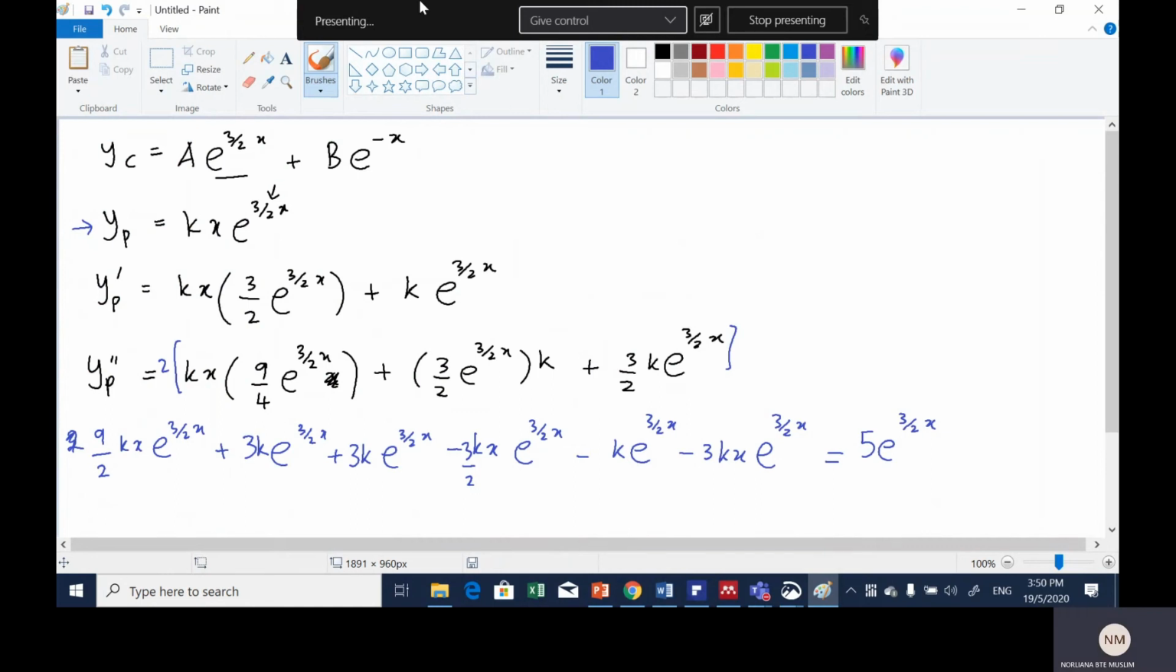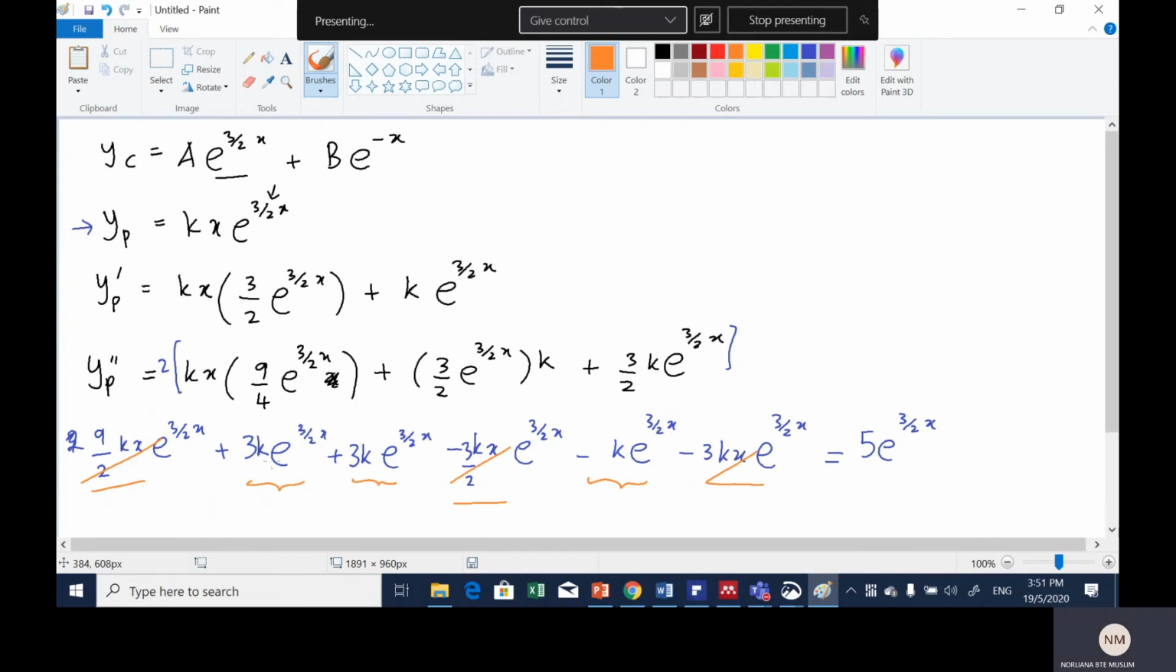Okay, this time we look at which parts we can combine. The Kx terms combine together: 9 over 2 minus 3 over 2 gives 6 over 2, which is 3Kx. Then 3Kx minus 3Kx is 0, so this part vanishes.